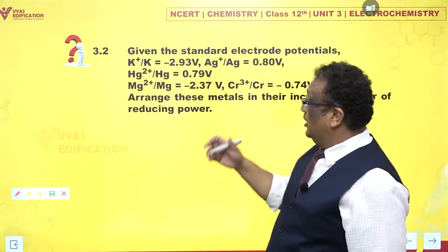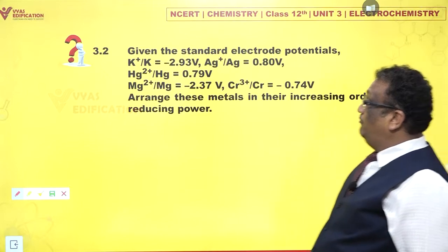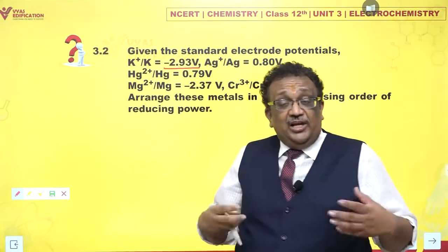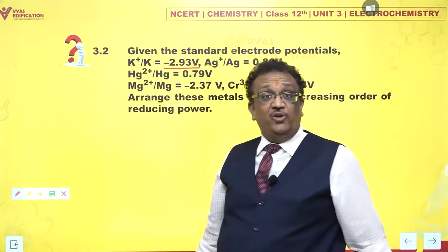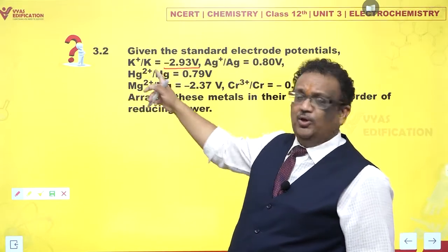And there comes a numerical question which says, given the standard electrode potential of potassium ions to potassium is minus 2.93 volts. Physically try to interpret it. What does it mean? It means that it is negative. That means it is not favorable, which means that potassium ions have absolutely no tendency to come back to potassium.